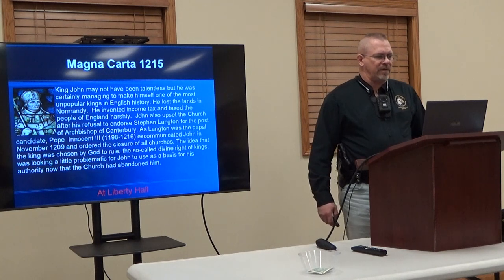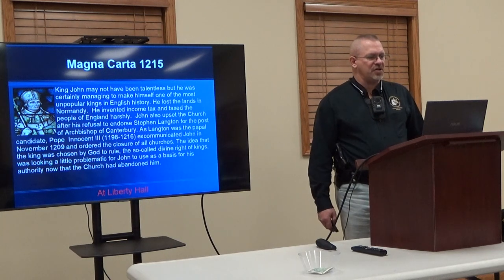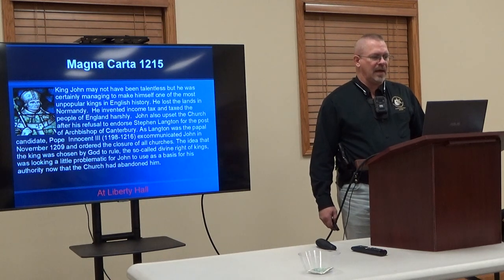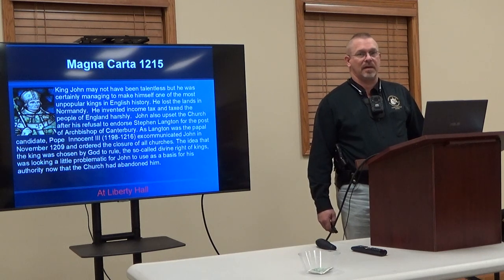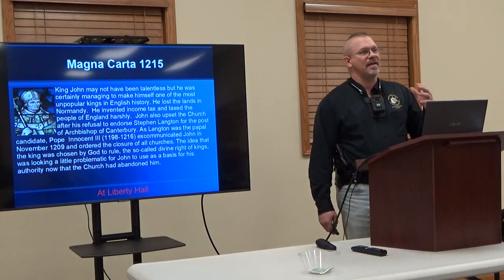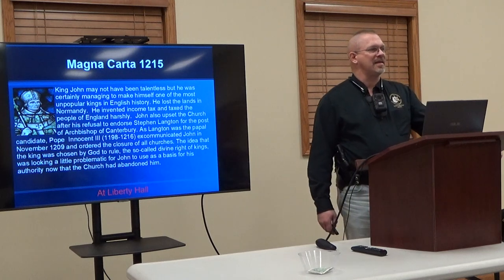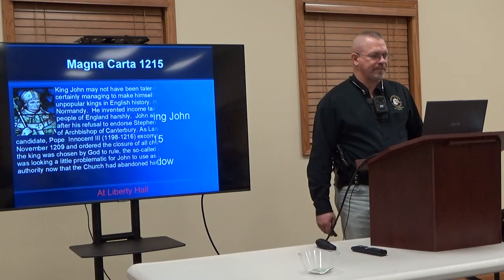As Langton was the papal candidate, Pope Innocent III excommunicated John in November of 1209 and ordered the closure of all churches. The idea that the king was chosen by God to rule, the so-called divine right of kings, was looking a little problematic for John to use as a basis for his authority now that the church had abandoned him. So he understood this idea that the kings have a divine right to rule, but he didn't quite get that the people have a divine right to liberty yet.